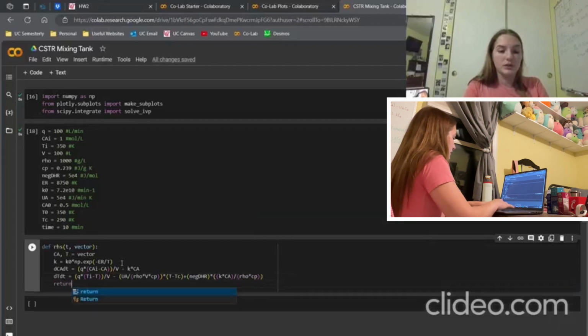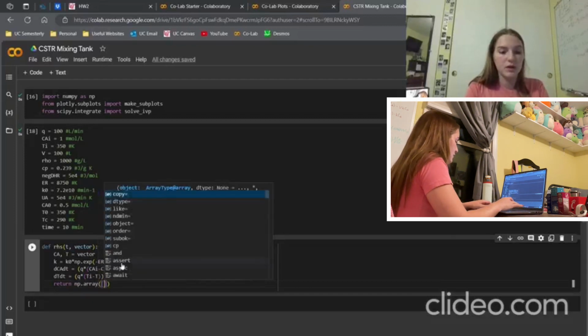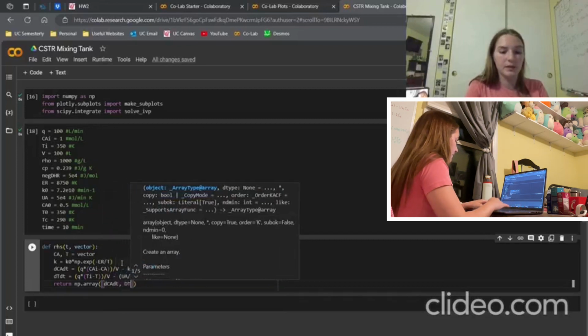So now we are ready to return these values inside of an array, and we need to use an array since we are trying to find two different values. So we are going to export our dCA dt and our dT.